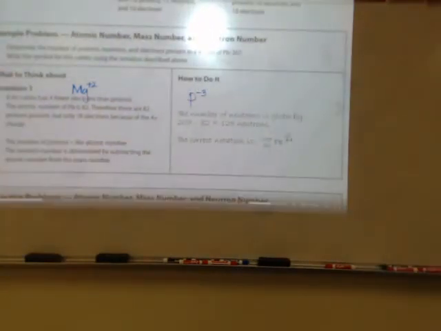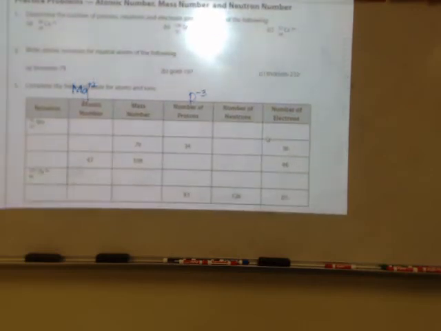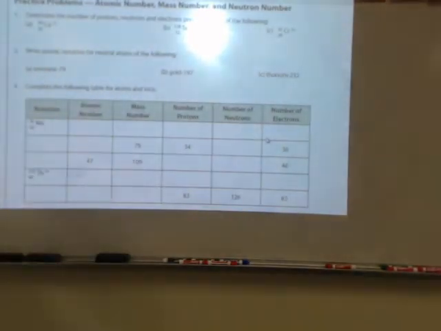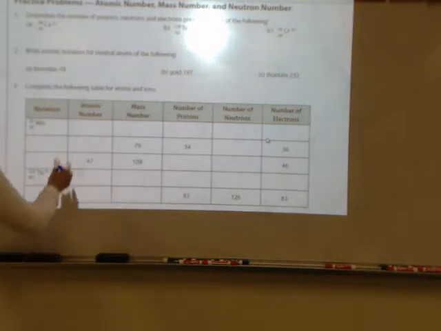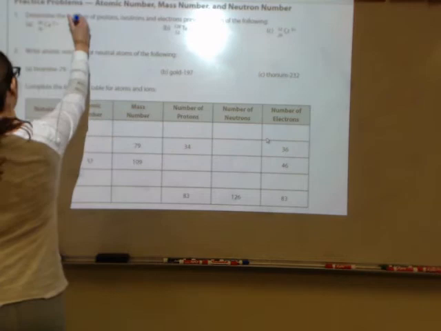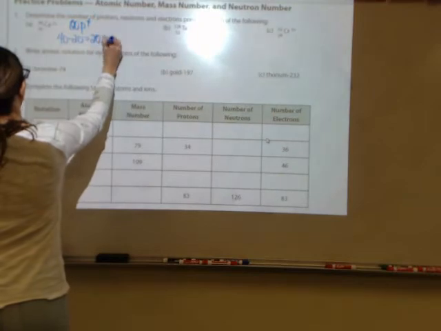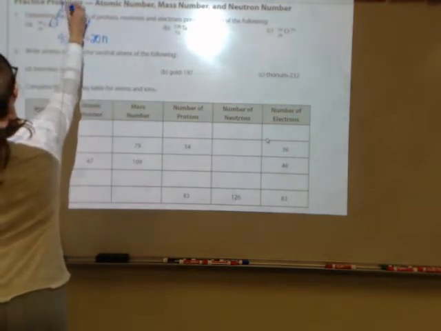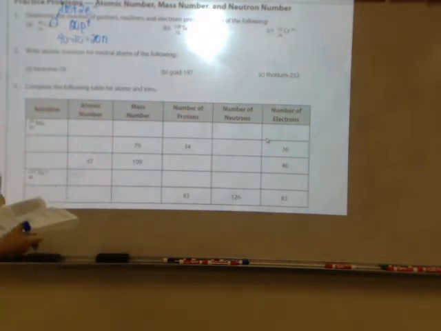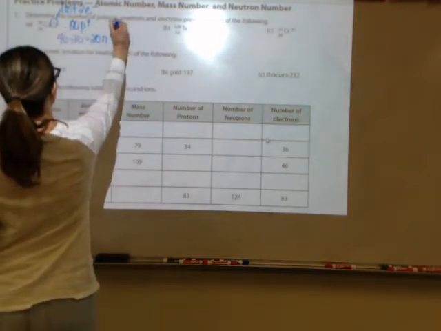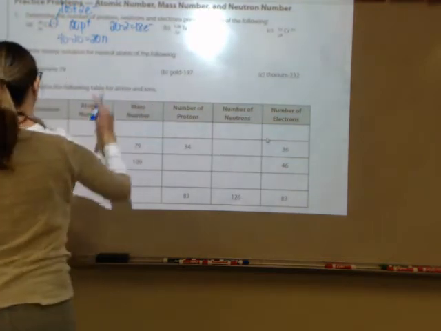If we're taking a look at the practice problems here. Number 1, determine the number of protons, neutrons, and electrons present in each of the following. So if I have an atomic number of 20, I have 20 protons. 40 minus 20 would give me 20 neutrons. This plus 2 charge tells me I lost 2 electrons. In a neutral atom, the number of protons equals the number of electrons. So normally we would have 20 electrons, but 20 minus 2 would give me 18 electrons.